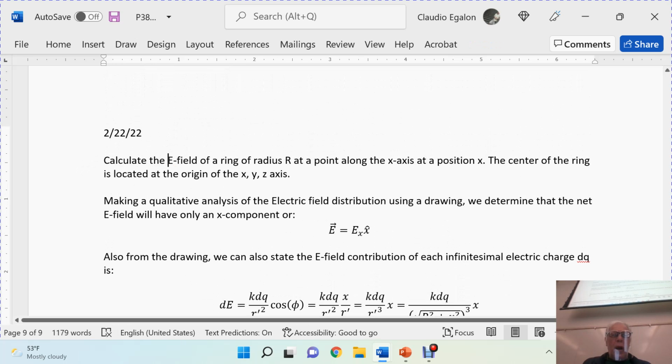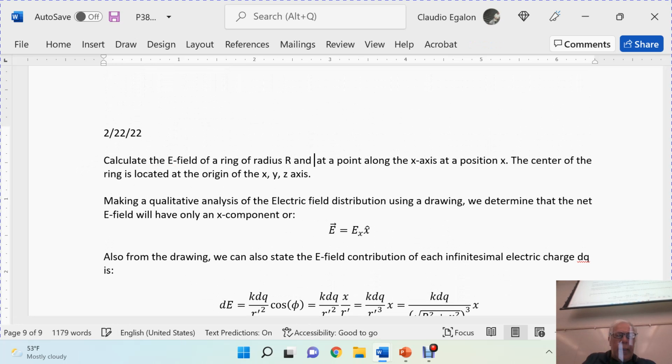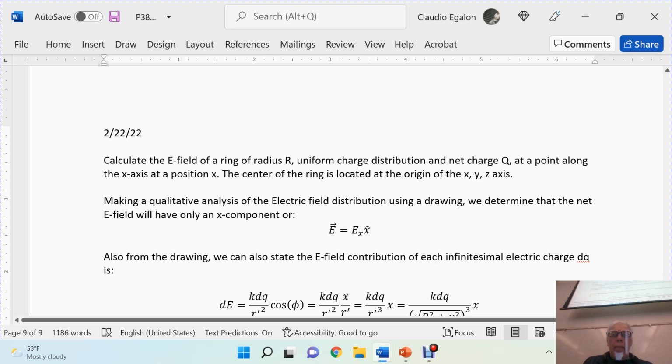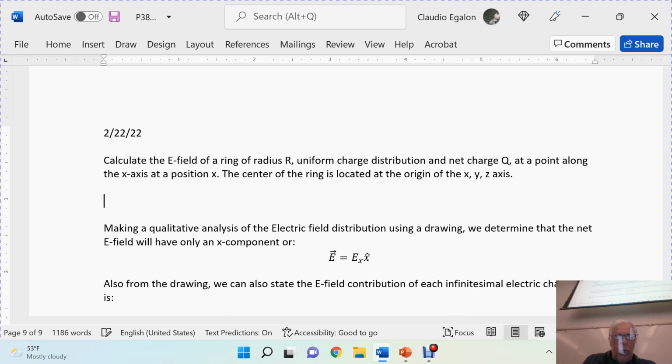Okay, and I have to calculate the field of a ring of radius r and net charge q, uniform charge distribution, at a point. Okay, so solution. So treat that as though it is a problem.